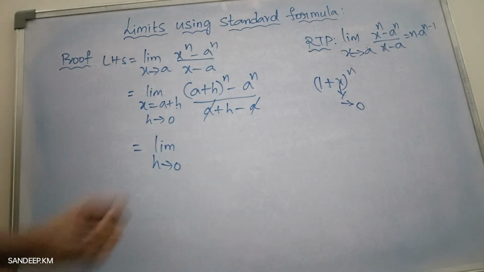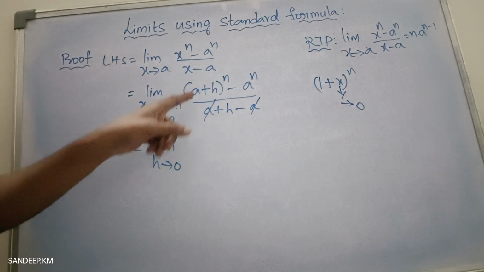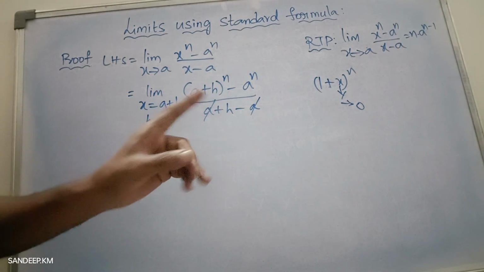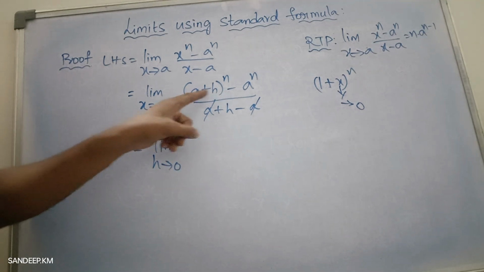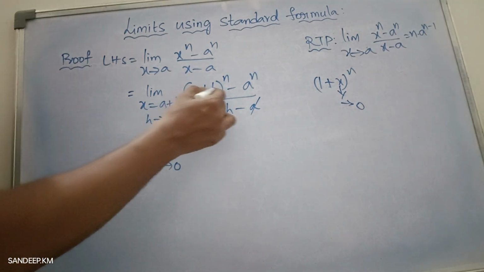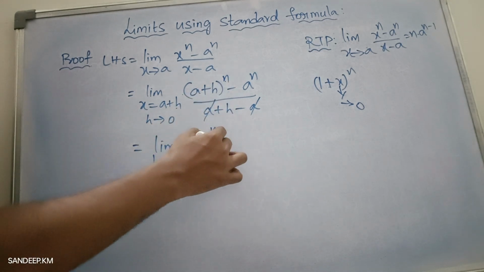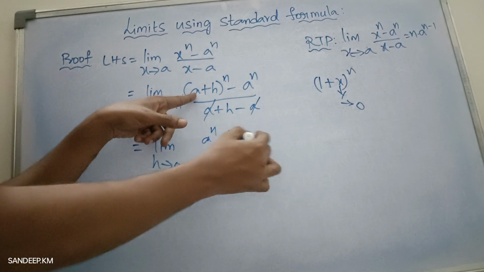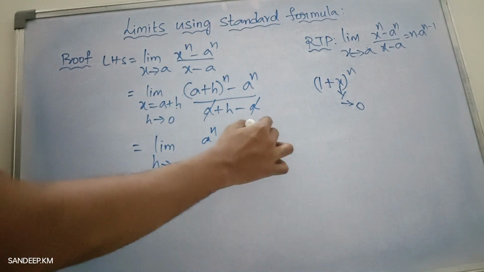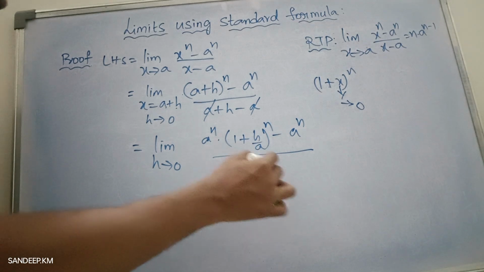Remember this. I wanted to convert this in the form of 1 plus x whole power n in such a way that whatever is added to 1 should be approaching 0. Keep this in mind. If you take h common, you will get a by h. And a by h is approaching infinity. A by h is not approaching 0 because h is approaching 0. So do not take h common, take a common in these two terms. And when a comes outside the bracket, it will take the power. So a power n into, I took a common in these two terms. Here you will get 1 plus h by a whole power n as it is minus a power n whole divided by h.